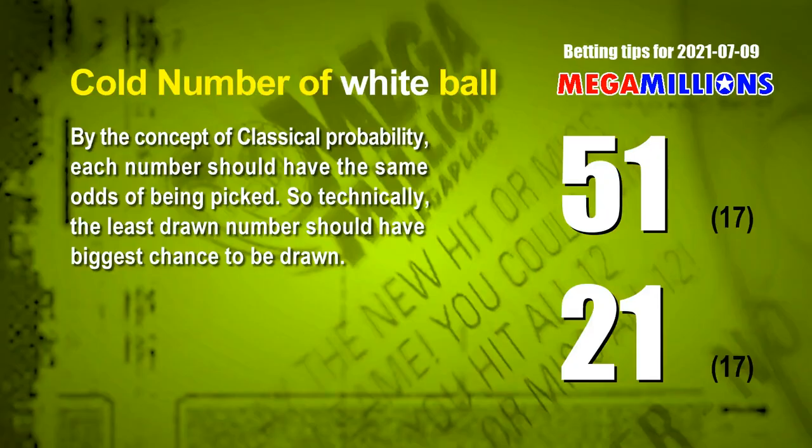At the end of this video, we have 2 more tips for you, which are cold numbers and overdue numbers. By the concept of classical probability, each number should have the same odds of being picked. So technically, the least drawn number should have the biggest chance to be drawn. We counted hundreds of results before, and found out the two coldest white balls are 51 and 21. White ball 51 has been drawn for only 17 times in the last 385 draws. White ball 21 has been drawn for only 17 times in the last 385 draws.